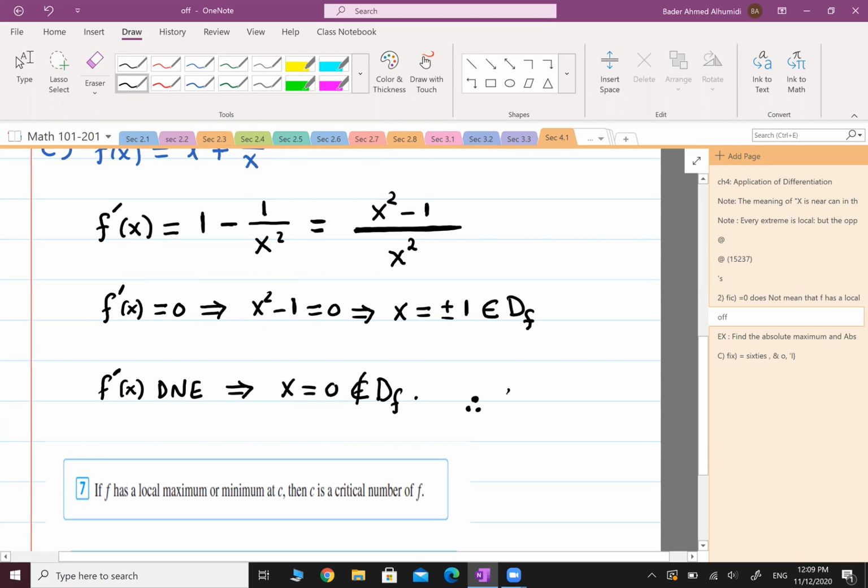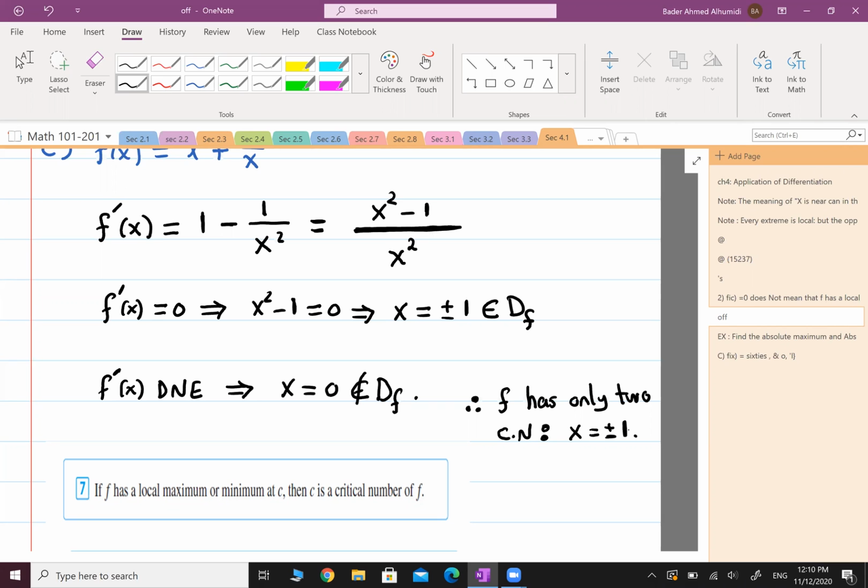This implies f has only what? Two critical numbers, namely x equal to +1 and -1. Is this point clear, guys?